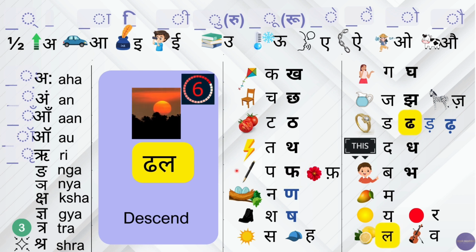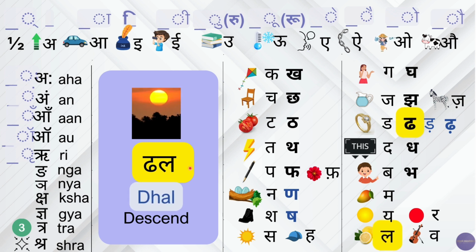This word means to descend. The dh sound, as in diamond, d, it's a forceful sound, and lemon, l. Dh plus l makes dhal. We pronounce it as dhal. Next word.